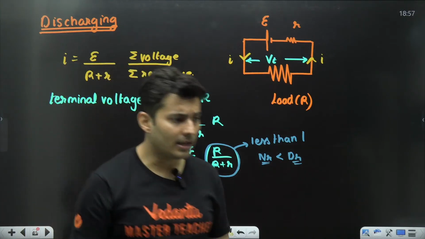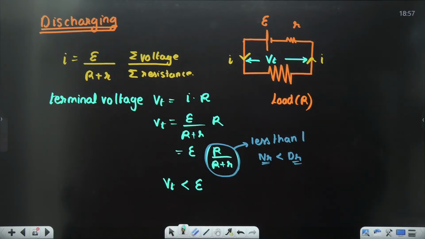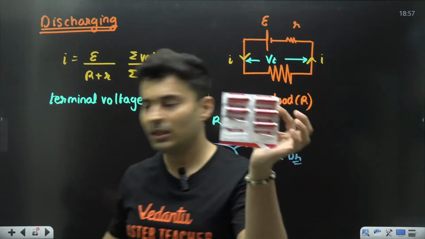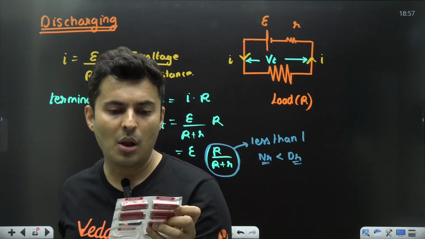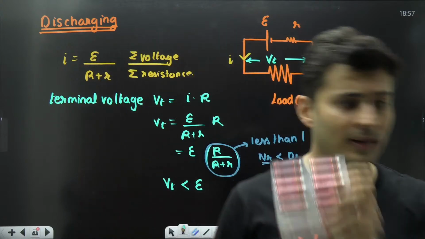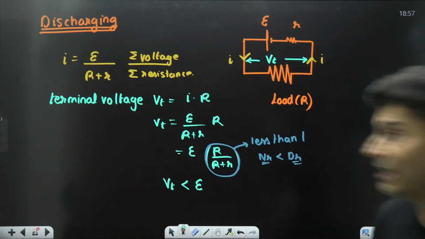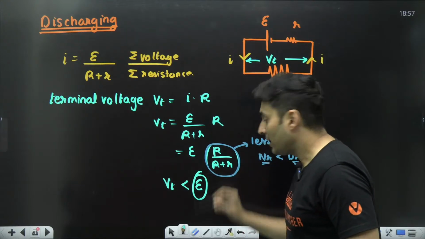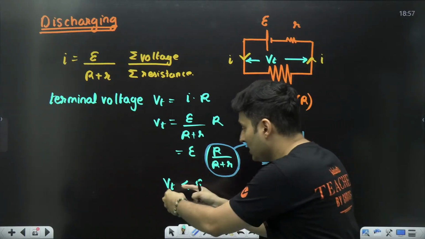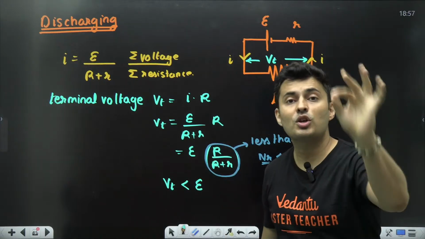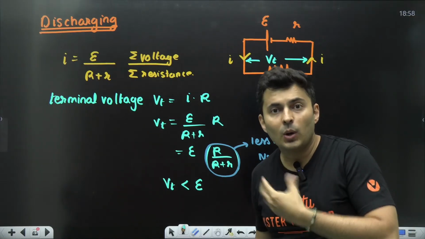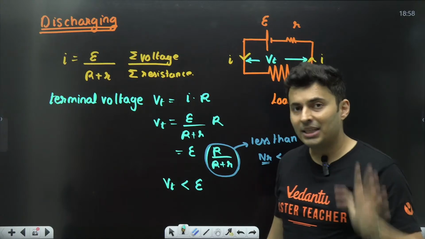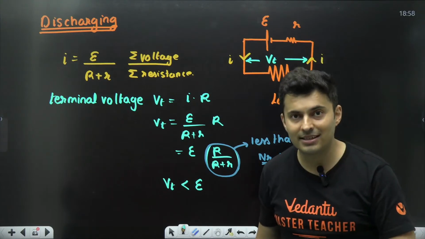What does this mean? If you have seen these batteries, on them there is a number written, like I can see over here, 1.5 volts. That number is the EMF. If I use a voltmeter and measure it, it will not show 1.5, it will show 1.48. Then you will be like, oh my God, the shopkeeper cheated me. I got 0.02 volts less. But that is not a problem. That is how it is designed.